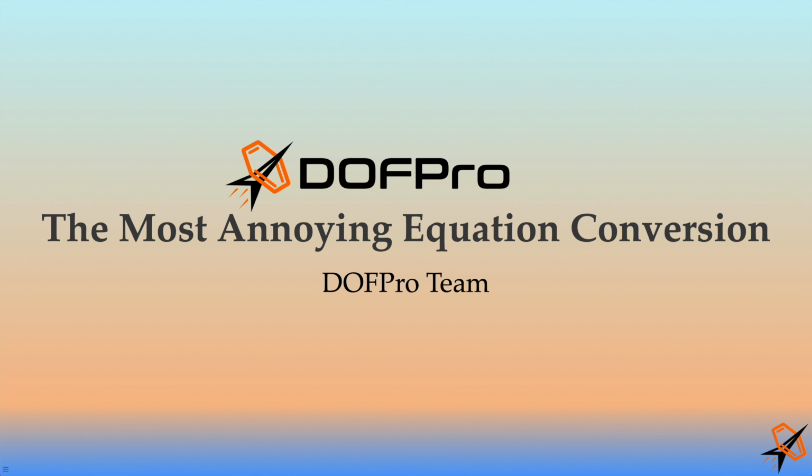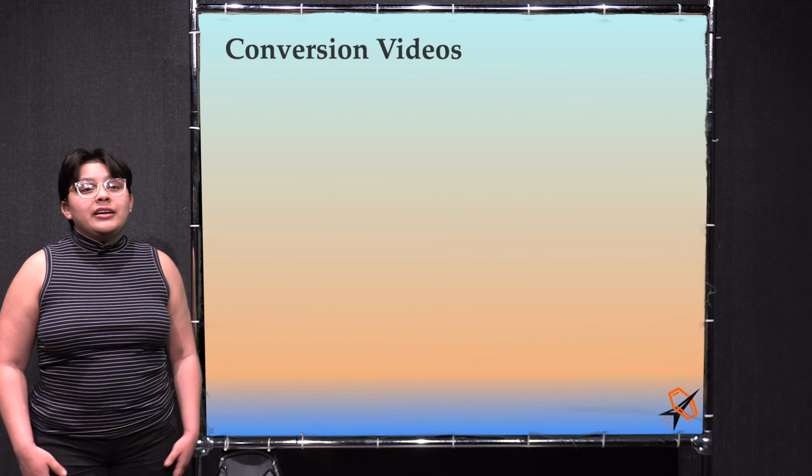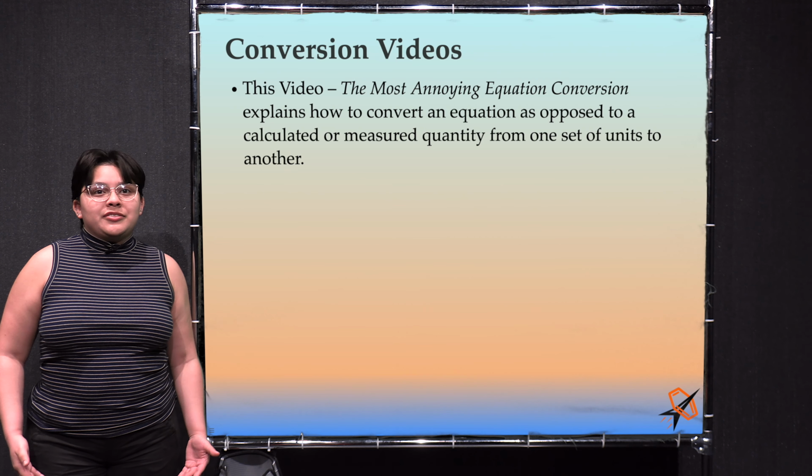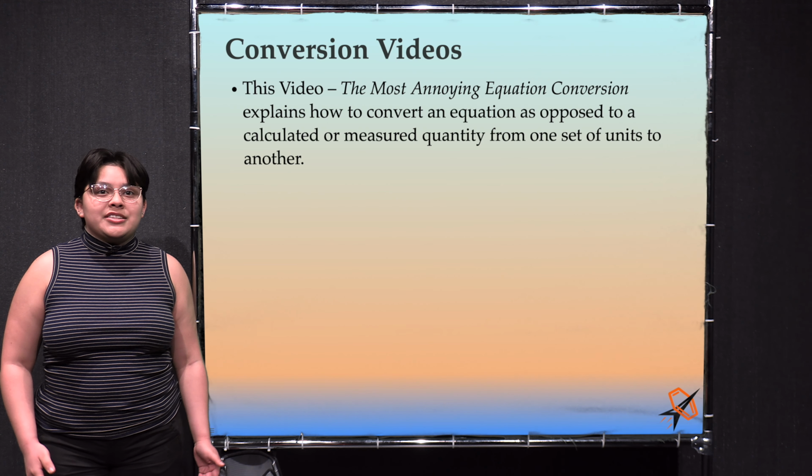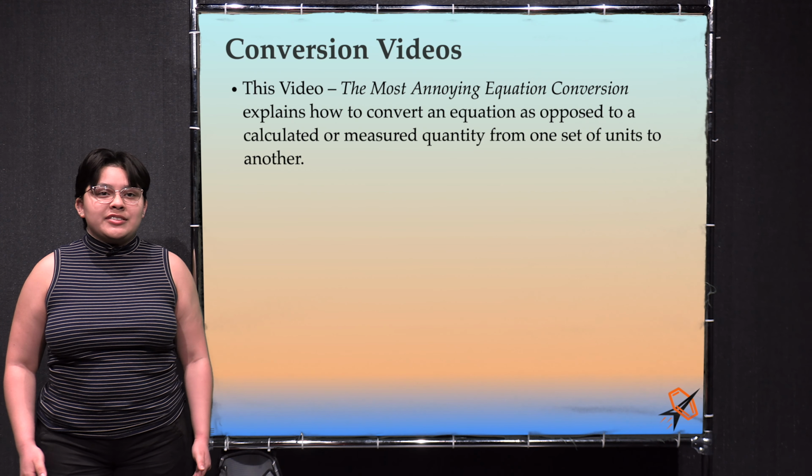The Most Annoying Equation Conversion is an episode of the Degrees of Freedom Project videos on chemical and thermal principles. Definitions and additional details can be found in the webpage link in the description. This video explains how to convert an equation that has variables in one set of units into an equation with the variables in a different set of units.